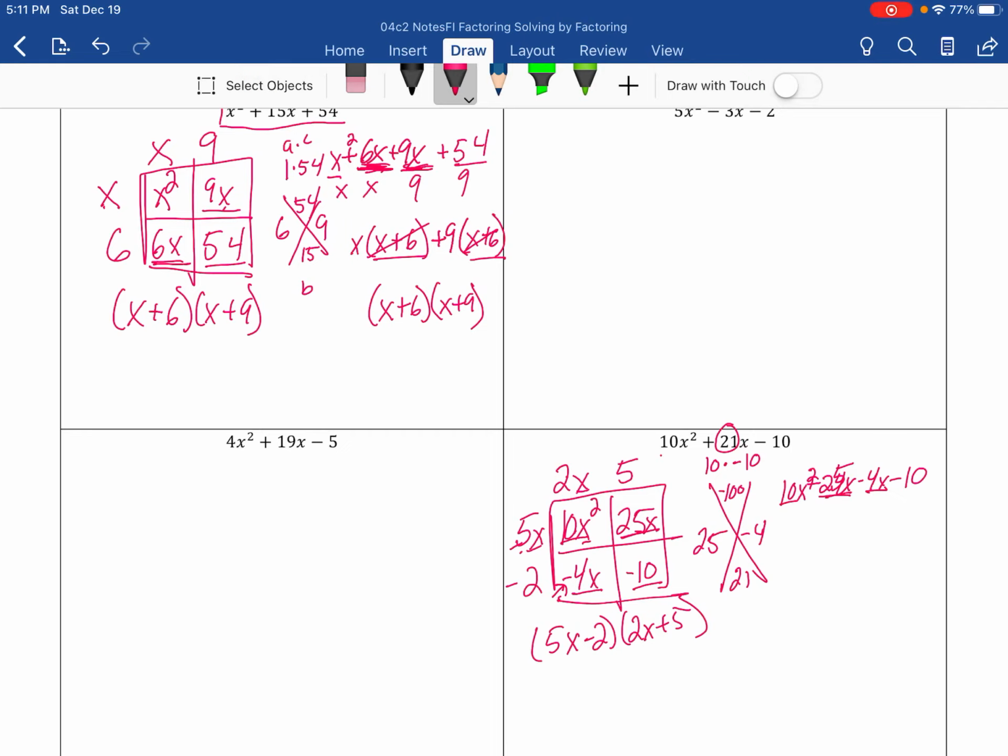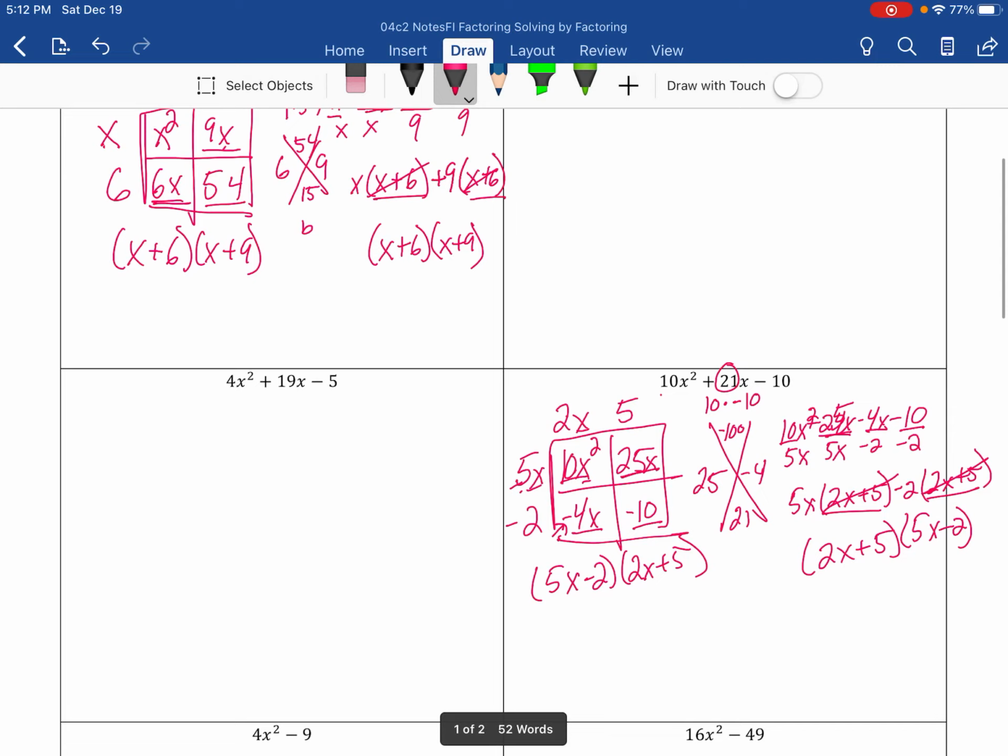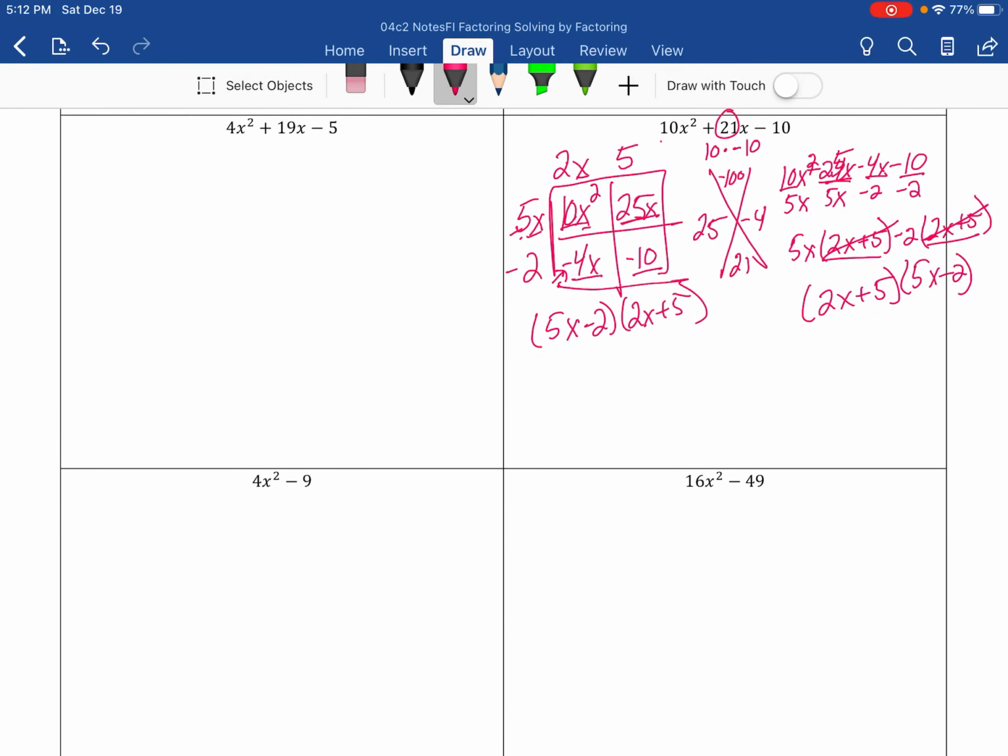Here, the same thing. This should be a 25x. Find my greatest common factor, which is 5x. So I factor out a 5x. That's going to be 2x plus 5. I divide this one. The greatest common factor is a negative 2. Again, if this third term is negative, you factor out a negative 2. That's going to be 2x plus 5. I notice that they both have 2x plus 5, so I factor that out, and I'm left with 5x minus 2.